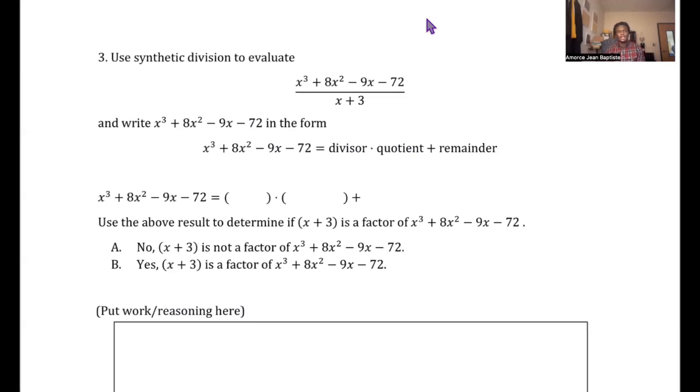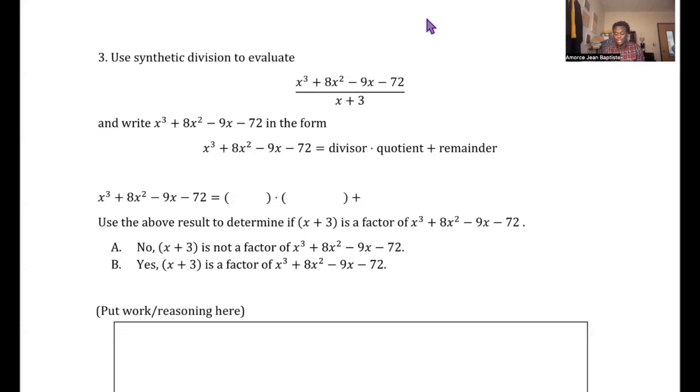So in this next example, we're going to perform the synthetic division. They say use the synthetic division to evaluate this division, and write x cubed plus 8x squared minus 9x minus 72 in the form: divisor times quotient plus remainder.